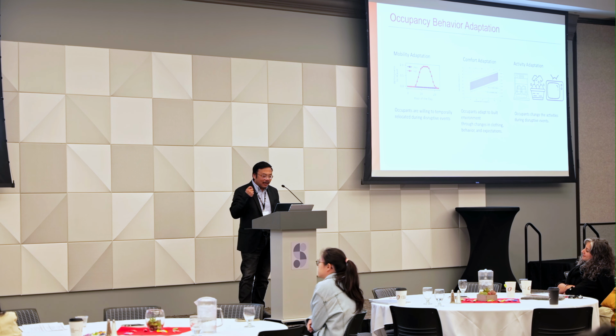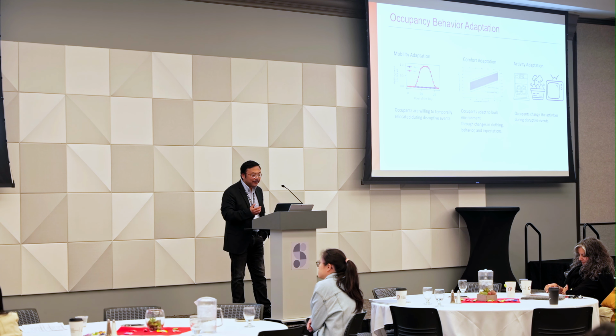So the last one is called activity adaptation. So occupants change activities during disrupt events, right? So maybe you cannot watch TV. If you have a battery system, you probably only keep the refrigerator on for a while, right? So you don't watch TV, right? Or you don't do laundry or use the dishwasher since you wash by hand, right? Even if you have a battery, you want your battery to last longer. So those are three behavior adaptations, right?